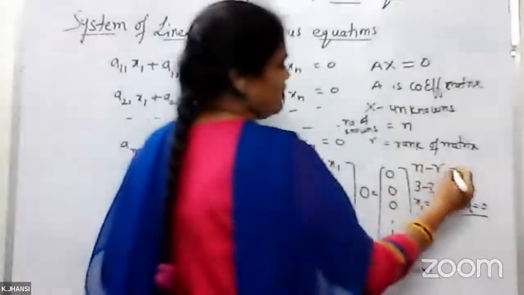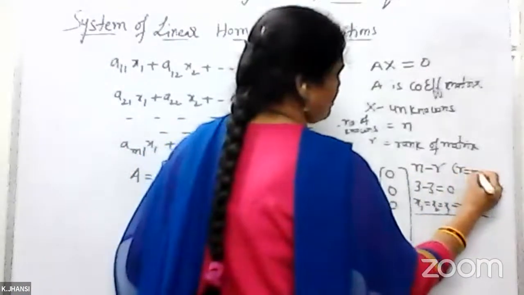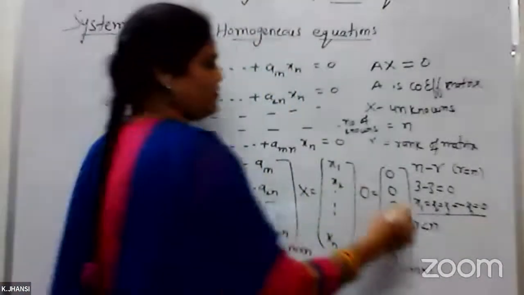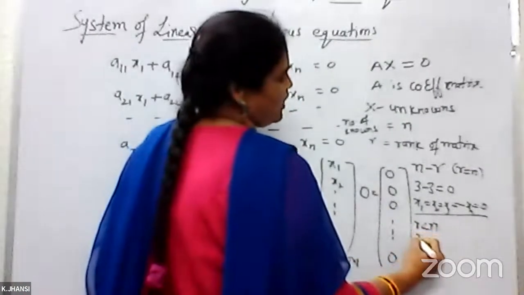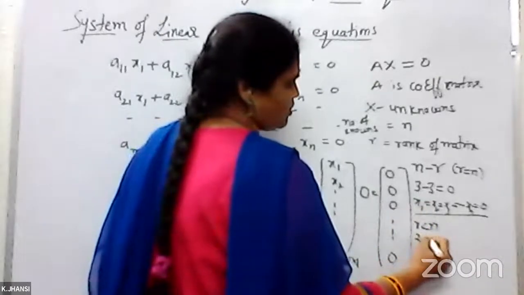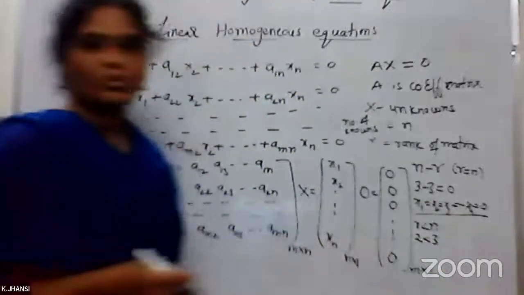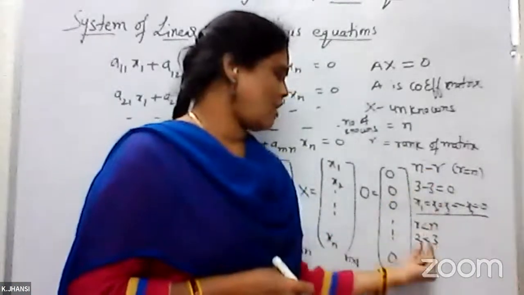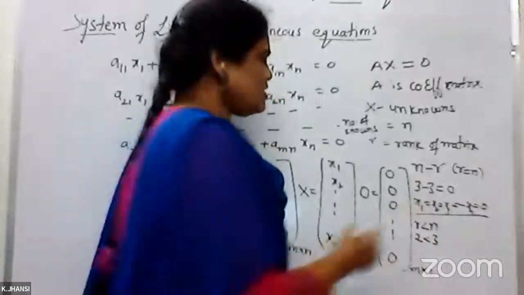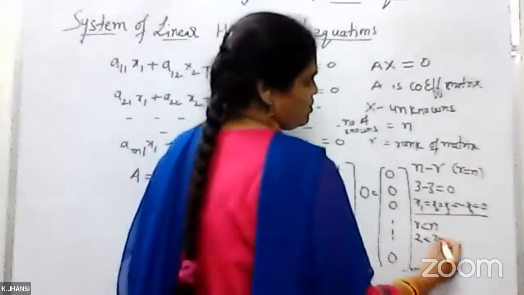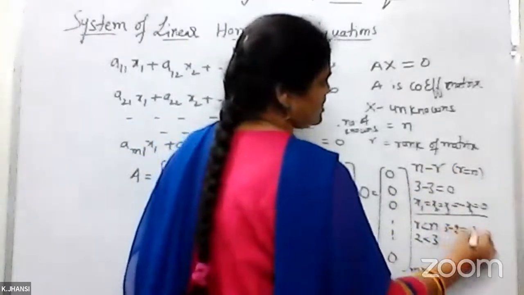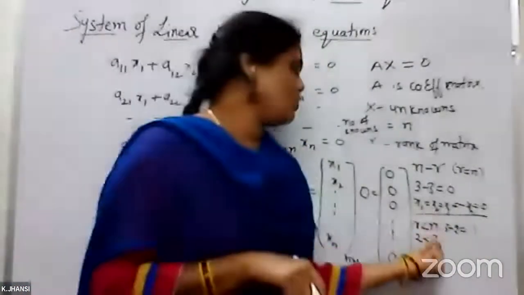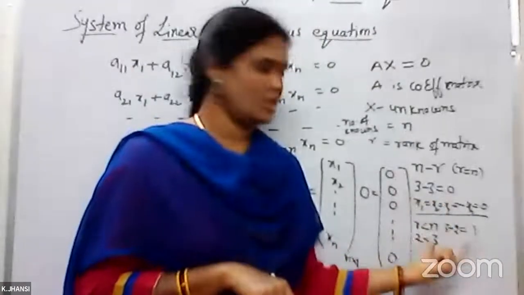The second condition is when r is less than n. Suppose you are getting rank of the matrix r as 2 and the number of unknowns n as 3. In that case, n minus r is 3 minus 2, which equals 1. So you will get one linearly independent solution, and you will find that solution.